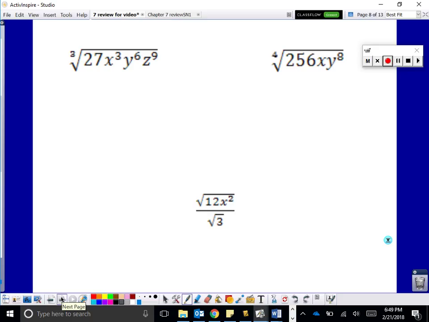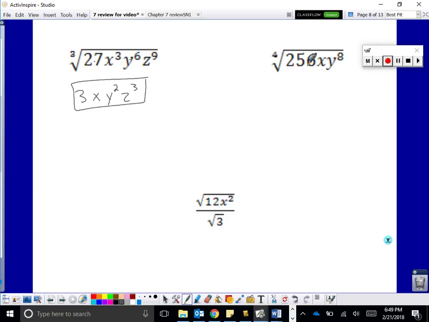Back to section 7.2, this is more just simplifying stuff. And we're looking at radicals here. So I'm taking the cube root of this entire expression. So I'm going to just cube root each piece individually and see what I come up with. So the cube root of 27, 3. Cube root of x cubed, x. Cube root of y to the 6th is y squared. Cube root of z to the 9th is going to give me z cubed. Everything worked out perfect there. There is nothing left underneath my radical, so that would be my final answer.